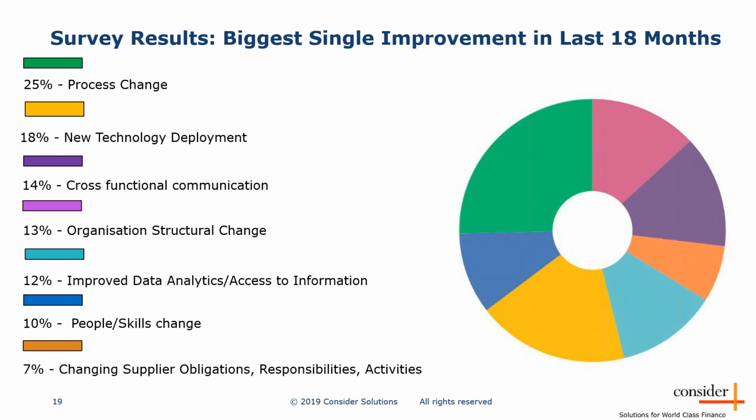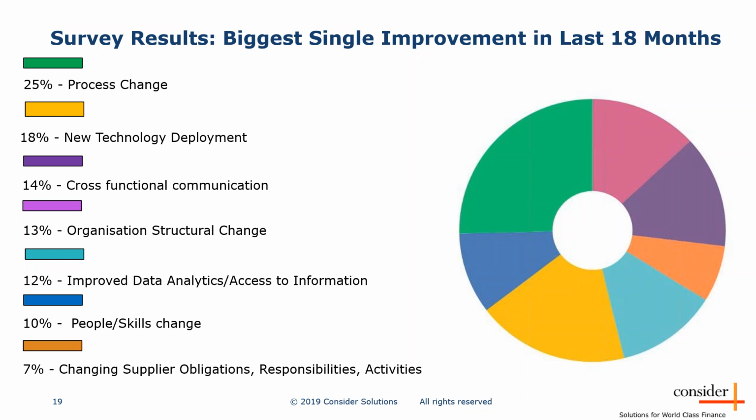We also asked people, what's the biggest single improvement you've had in your organization's P2P process in the last 18 months? Quite interesting. A quarter of you said, and this was a single response only, process change. The next one was new technology deployment, which is interesting, good. Cross-functional communication was 14 and 15%. There was improved data analytics, organizational structural change, people skills, and changing supplier obligations and responsibilities.